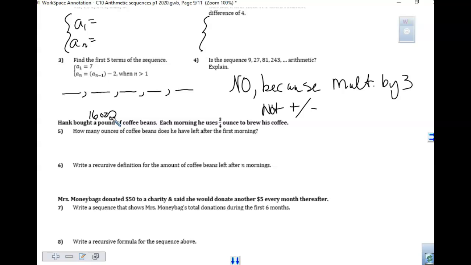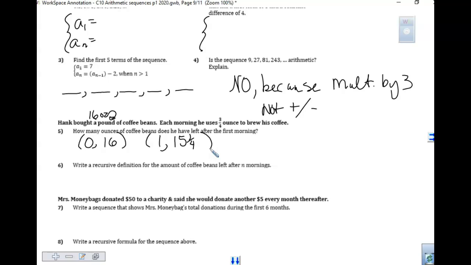Okay? So if we're thinking about this at 0, right, when he bought it, he had 16 ounces. But on day 1, what does he have? He has how much? He's used 3/4, so we're going to have 15 and 1/4, right? You used 3/4 of an ounce, right? Does that make sense to everyone?